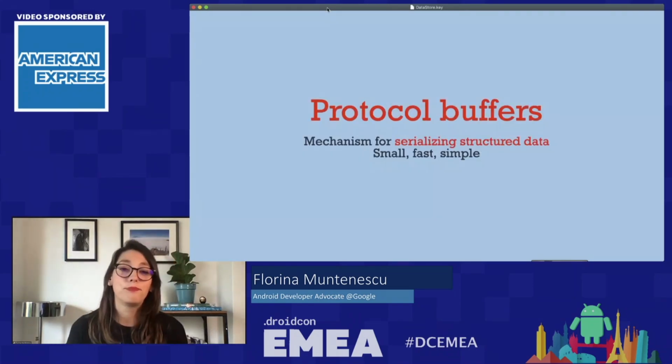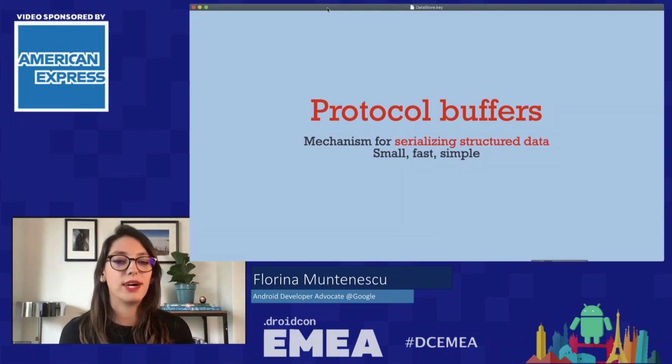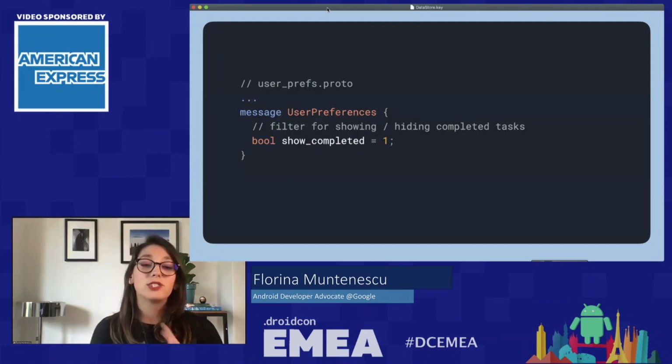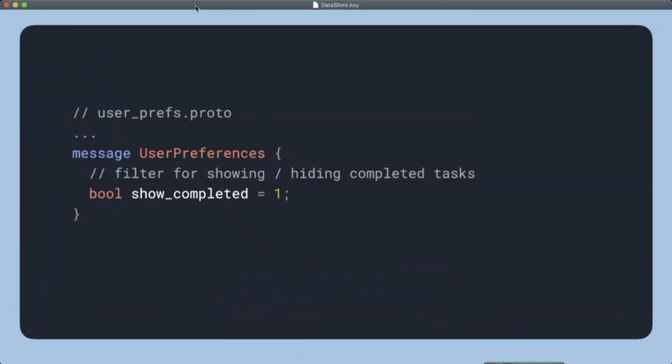Protocol buffers are a mechanism for serializing structured data. It's small, it's fast, and it's simple. To work with protobufs, you would create a proto file. In this file, you would create a message object. And then in that message, you would define fields. So for example, here I define a show completed field of type Boolean. And then that one is a unique identifier that protobuf uses under the hood. What protobuf does for us is, at compile time, create an object from these messages that we define in proto.